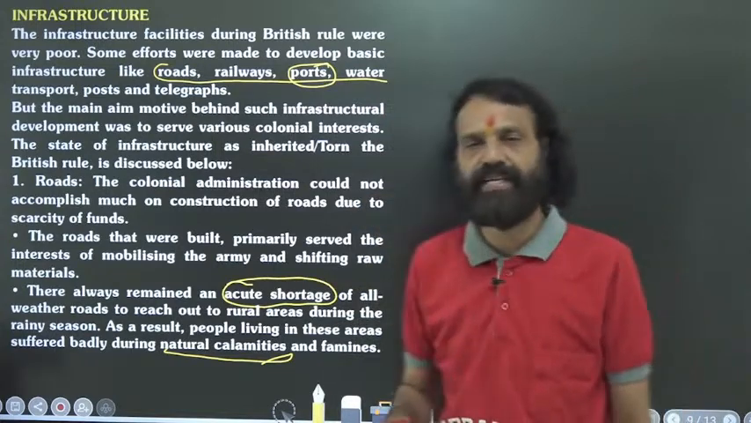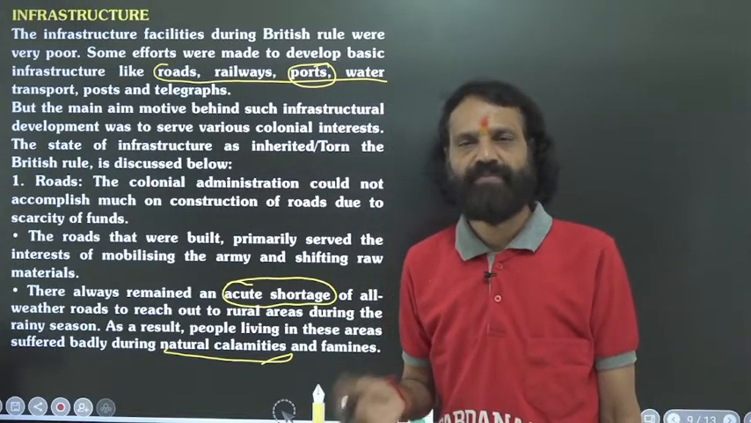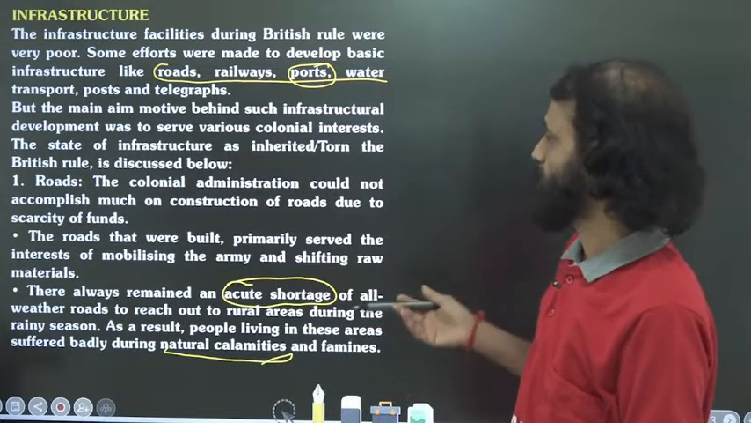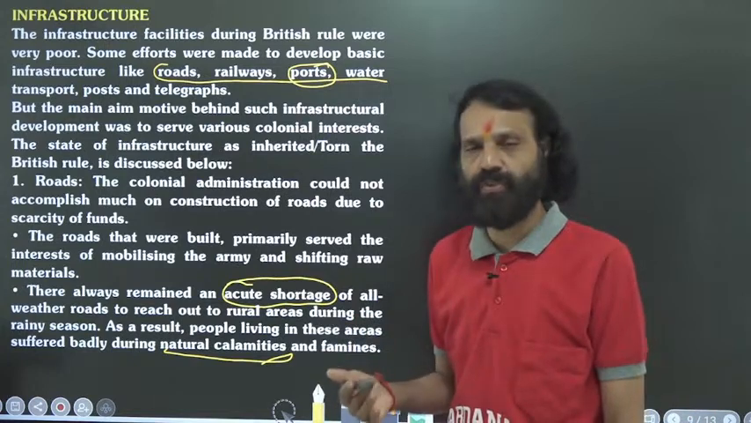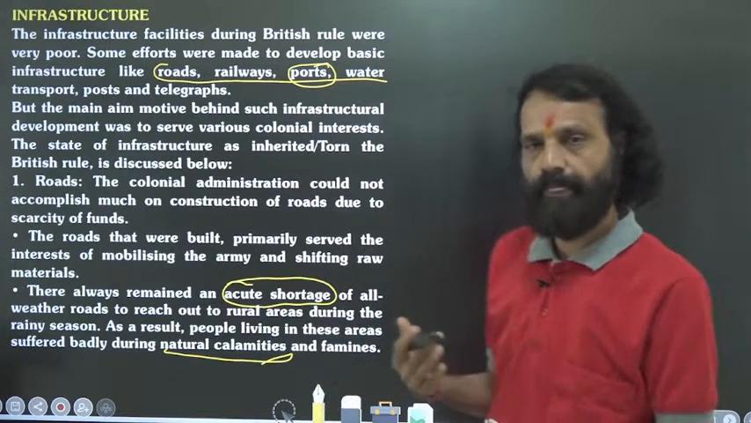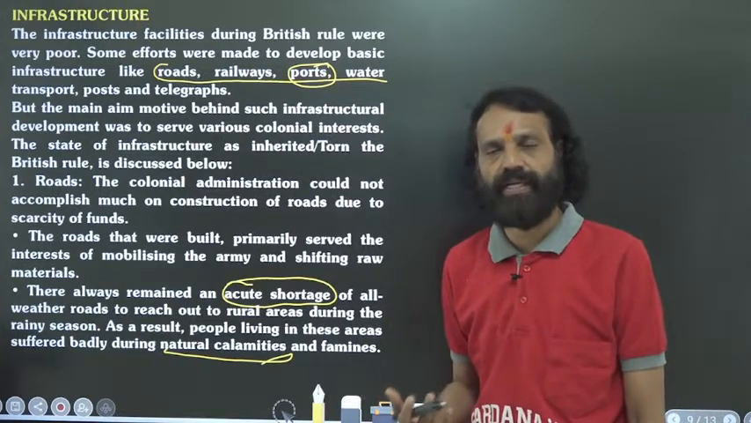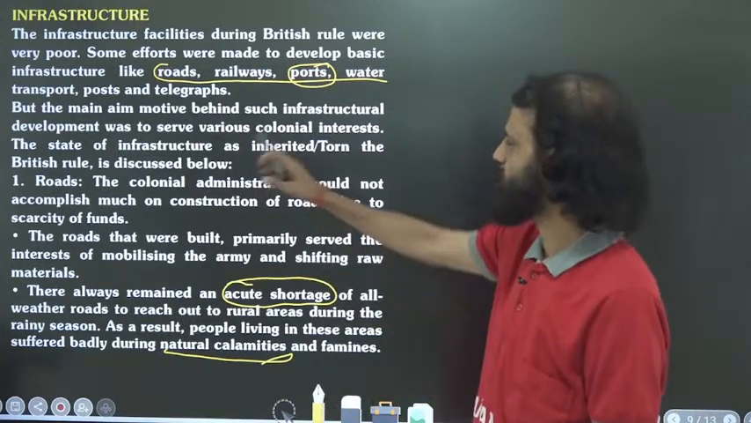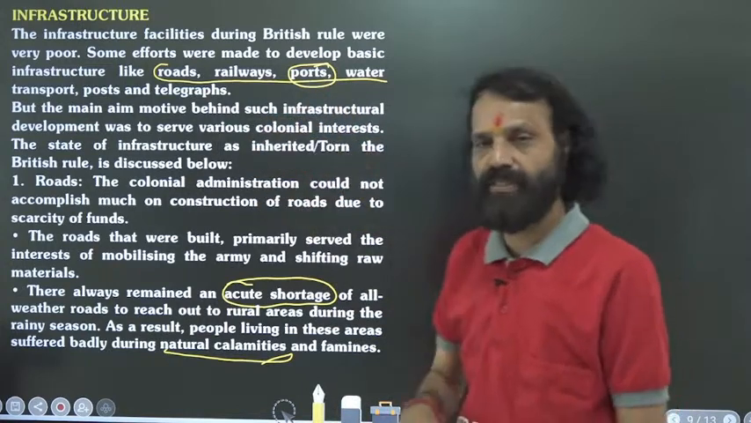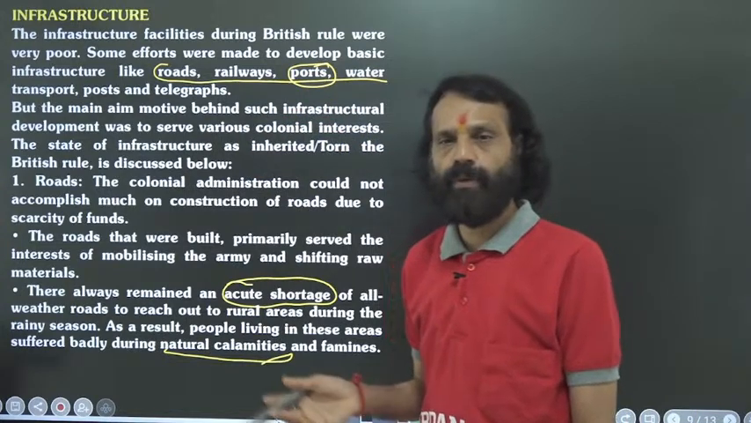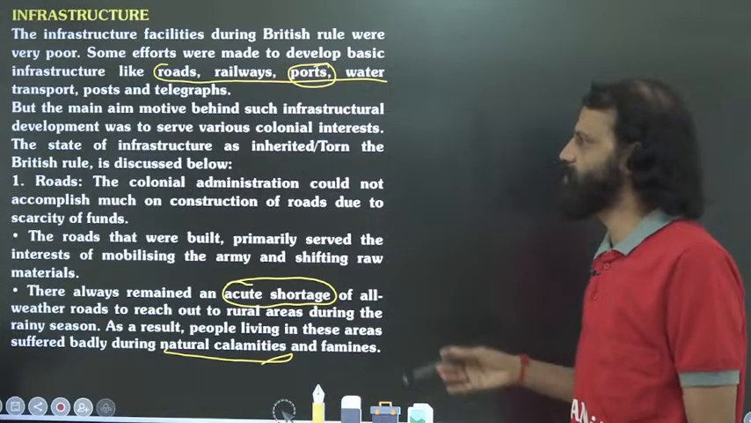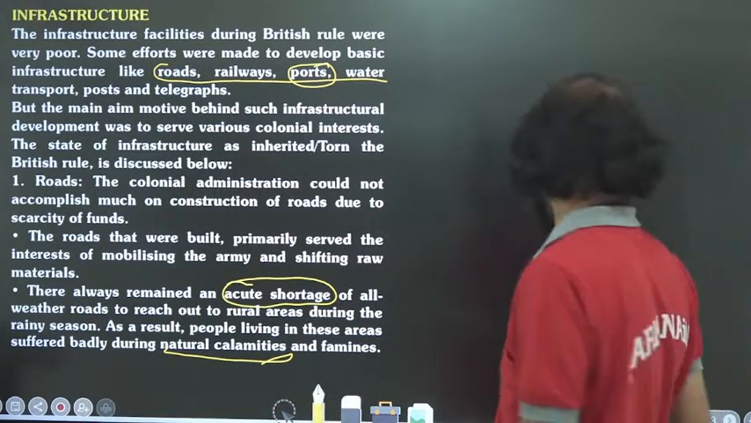Infrastructure development, they didn't invest much. They have invested in certain areas only for the development of their own interest. They wanted to rule India their own way, and that is why they developed some railway transports, water transport, etc., so that they can control this subcontinent in a better way. That is why they have done all those things. You need to remember.